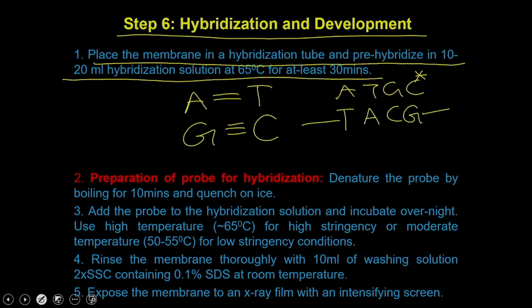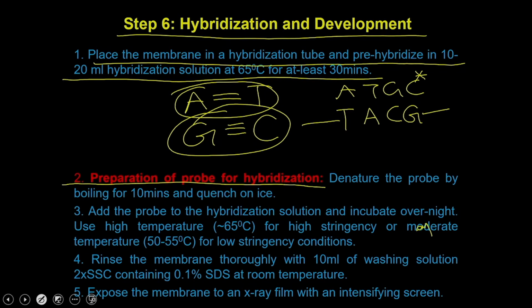So, if you have a template DNA, the target DNA where this particular type of sequence is present, then your probe is going to bind to this particular sequence, and it is going to be very specific, because A is always going to pair with T and G is always going to pair with C. So, for that you have to prepare the probe for hybridization.